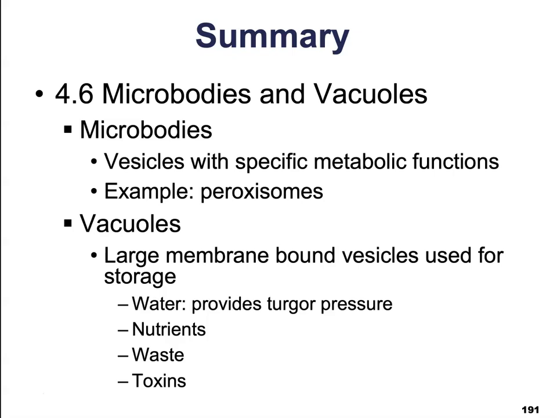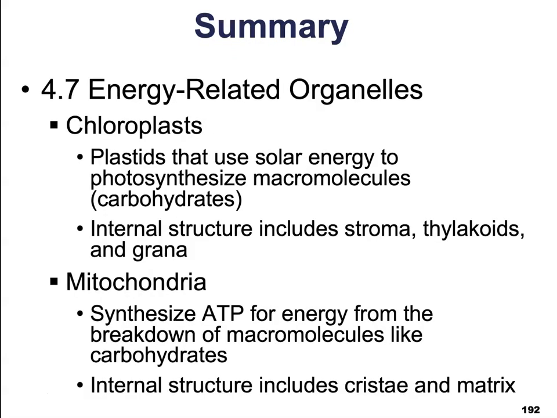Then we went on to microbodies and vacuoles. We talked about how microbodies are vesicles with specific metabolic functions. A great example of this would be peroxisomes. We also talked about vacuoles, these large membrane-bound vesicles that are used for storage. Primarily, there's going to be storage of water, which also provides turgor pressure in plants, nutrients, waste, and toxins. Then we went on to the energy-related organelles. We talked about chloroplasts and how they use solar energy to photosynthesize macromolecules.